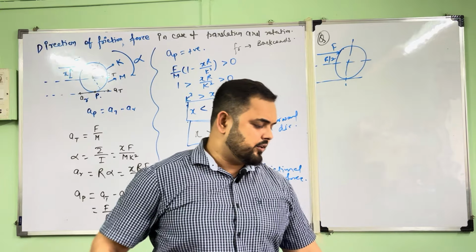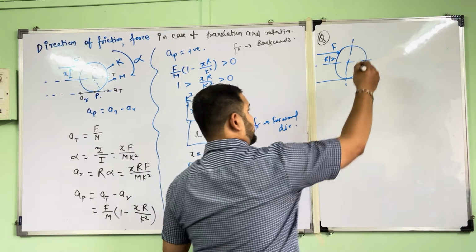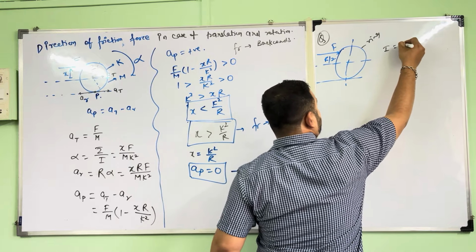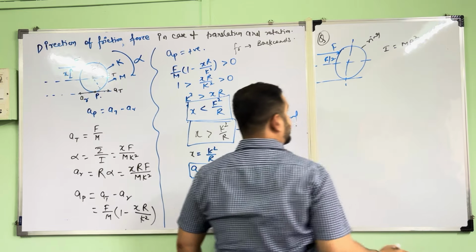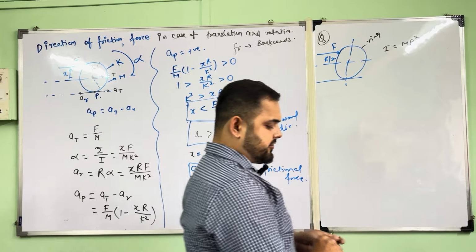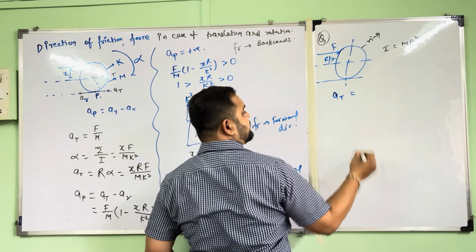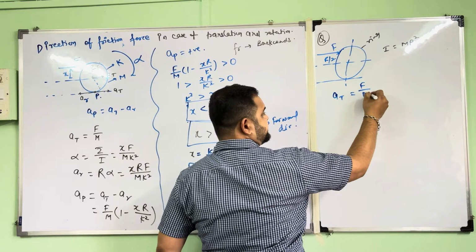Very simple, very basic question. What is this? This is a ring, and we know I of a ring is MR squared. So what is translational acceleration? The first step is to find AT. AT is what? F divided by m.